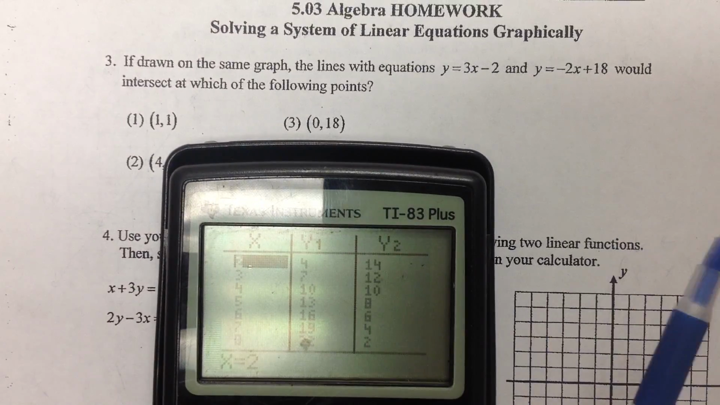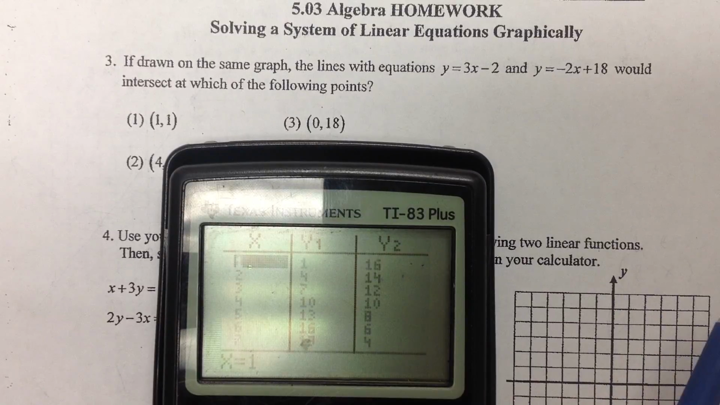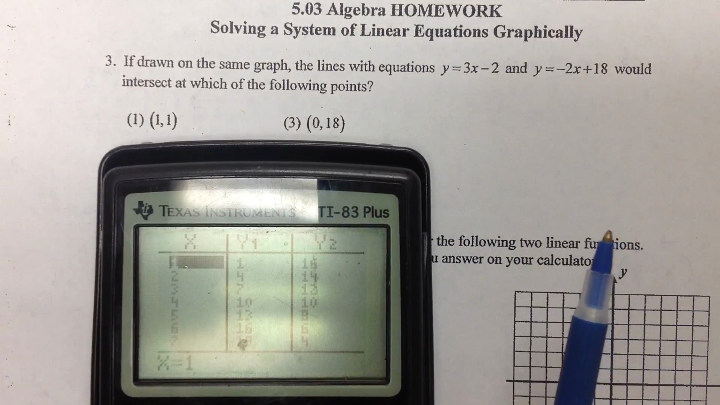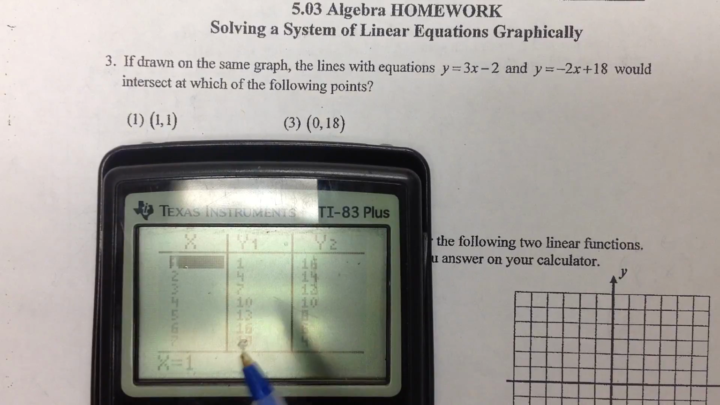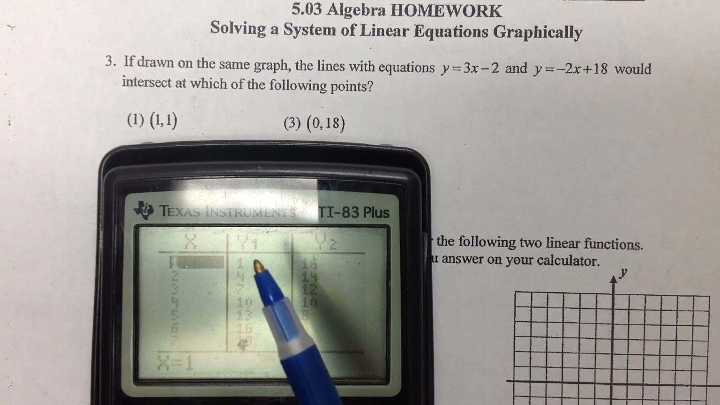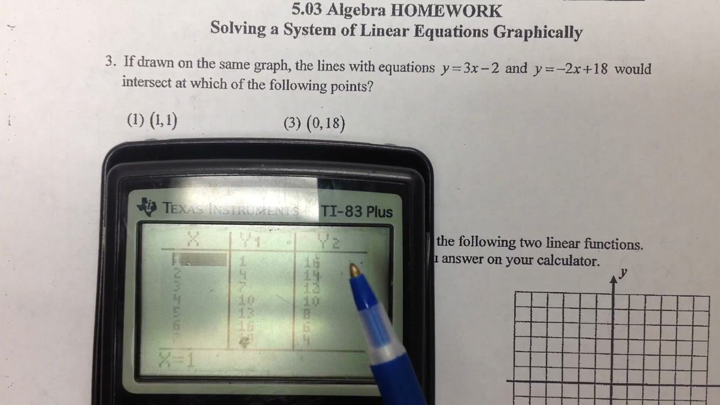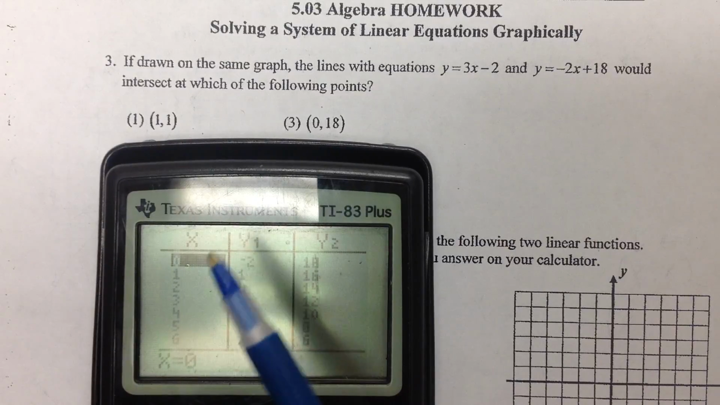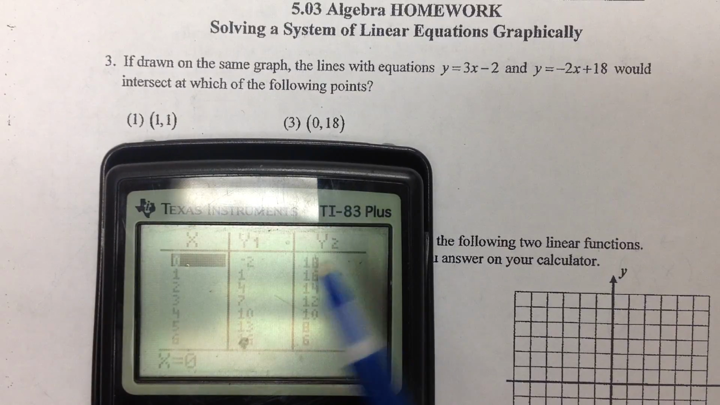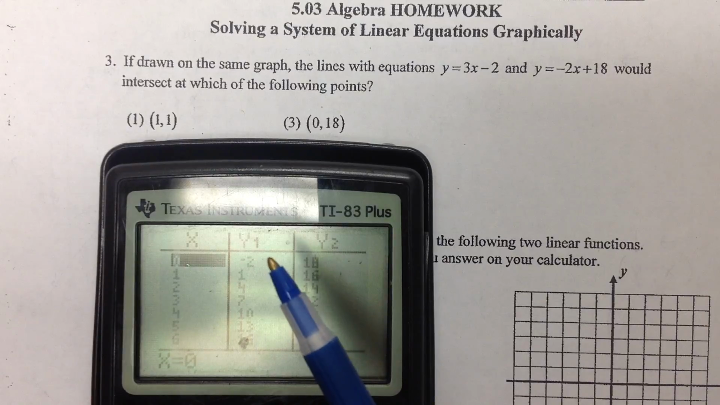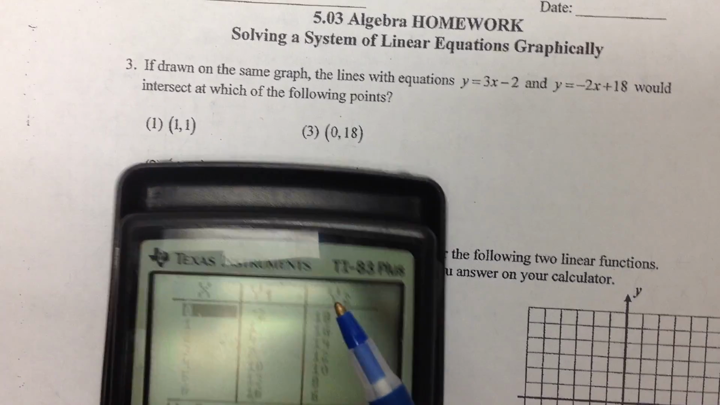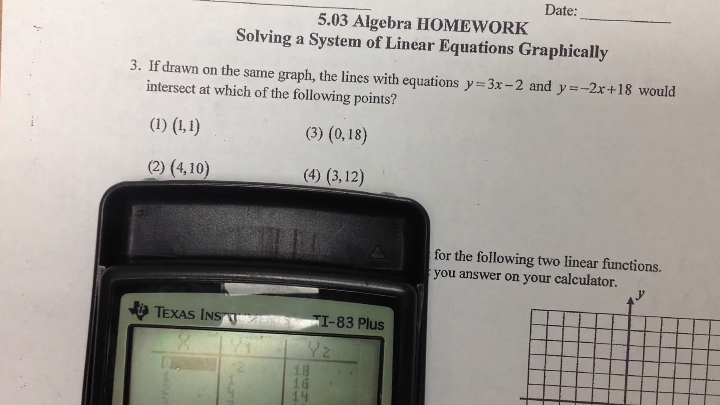So what I can do now is go and check the different multiple choices. The first choice, (1, 1): the first line has the point (1, 1), but the second line has the point (1, 16), so that one's not going to work. Let's try (0, 18). This time the second line has the point (0, 18), but the first line has the point (0, -2), so that's not going to work. All right, so that brings us to (4, 10).